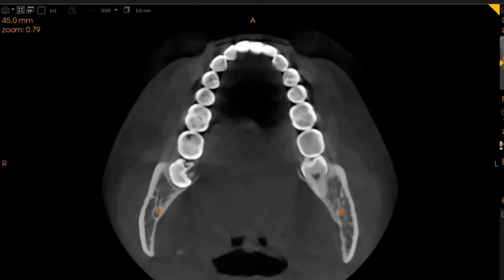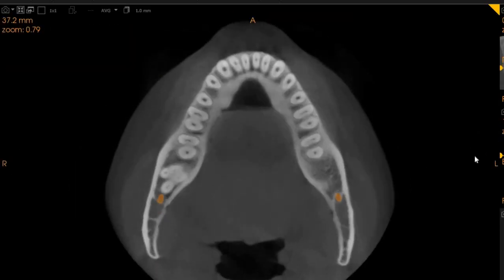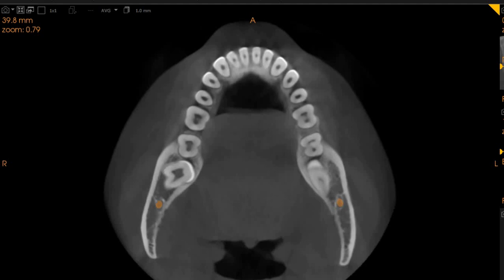This is the axial view, which is the top to bottom view. So here you will be able to appreciate that this is the right hand side where my arrow is pointing, and this is the left hand side.